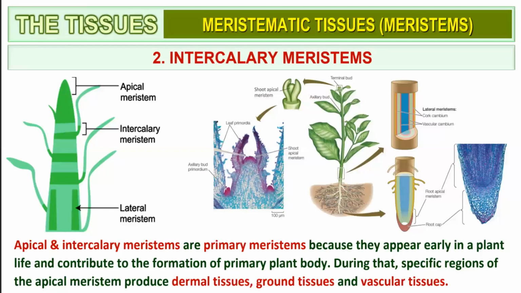Next is primary meristem. Apical and intercalary meristems are primary meristems because they appear early in the plant. So these two meristems appear early in the plants. They contribute to the formation of the primary plant body. Primary plant body will have stem, root and leaf. Then branches will come later. Main stem, main shoot, leaves are formed first. Then branches and flower will come later.